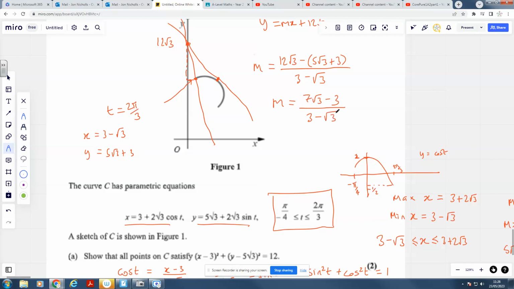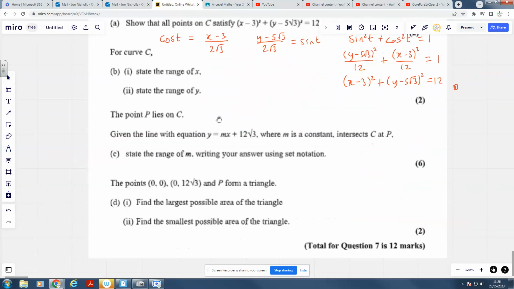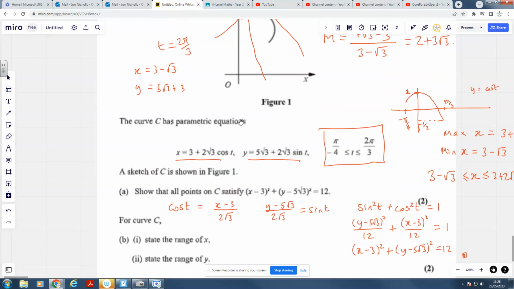I might quickly see if I can simplify that. Just doing it on a calculator, sorry. Over 3 minus root 3. Cool, I get 2 plus 3 root 3. Okay, I think that's my minimum value of m, yeah? Min m equals 2 plus 3 root 3. I'll put it in set notation at the end. Let's find max m now.